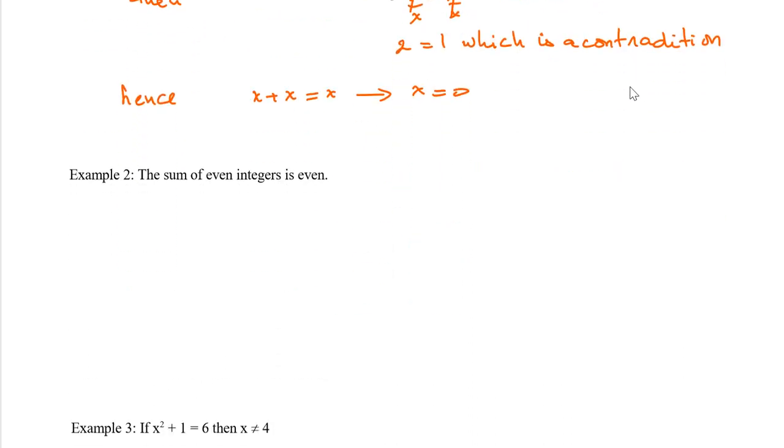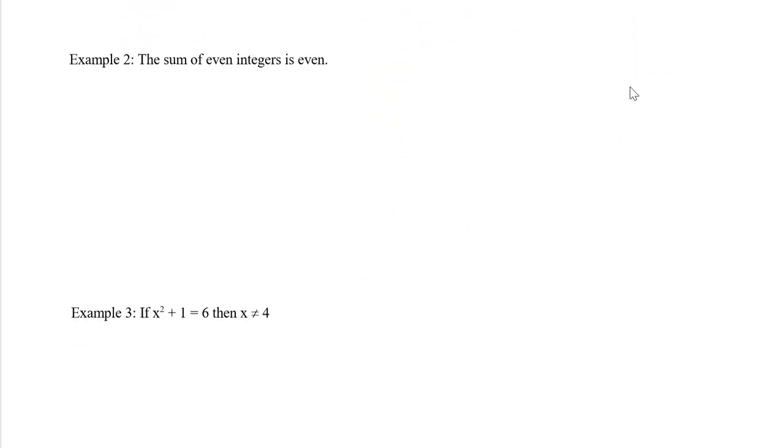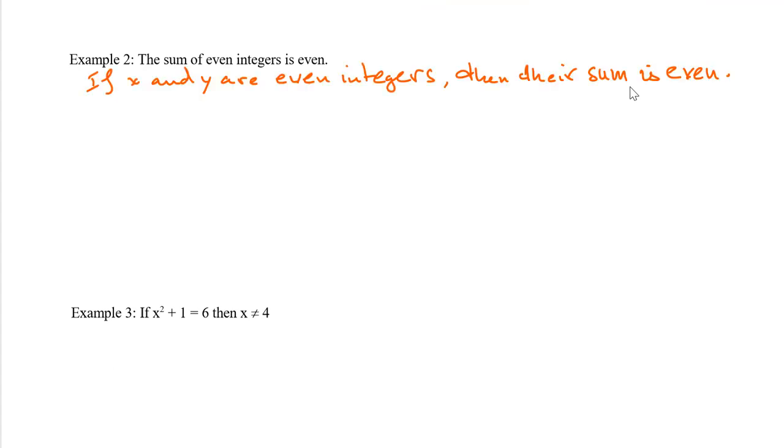So let's see this example. The sum of even integers is even. What does it mean? If x and y are even integers, then their sum must be even. So right here, this is your P, and this is your Q.